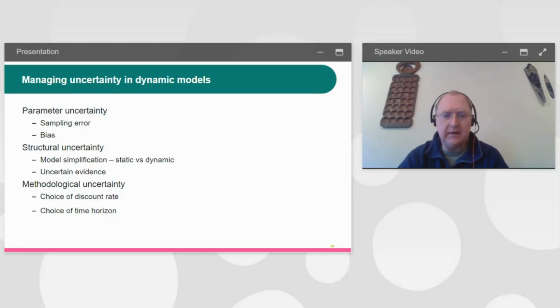So if the real world circumstance that we're trying to create a caricature of in the model, as it were, isn't very clear, then the picture we're caricaturing is blurred. So there is uncertainty of that type. And then there are methodological uncertainties as well, around things like the choice of discount rates, how long you run the model for to make predictions, the time horizon.